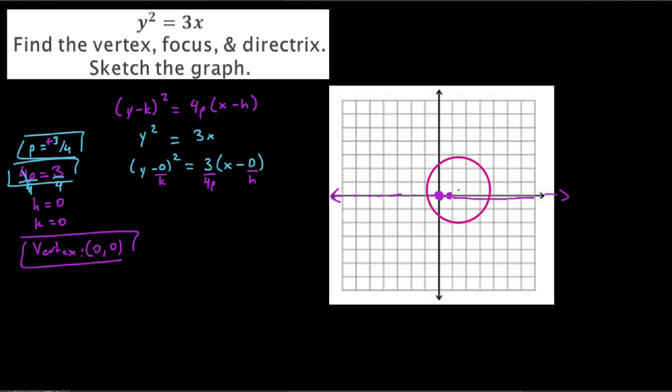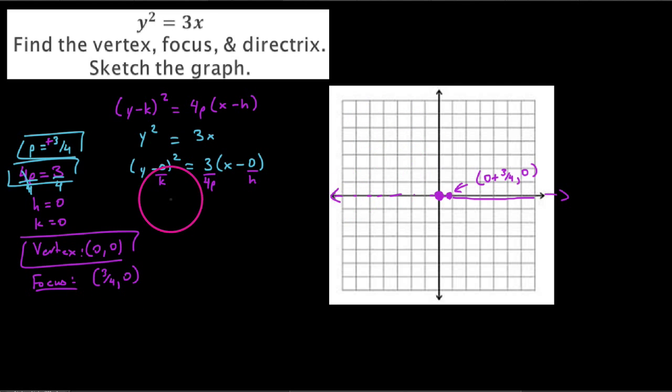We're going to drop in this point right here, and we want to make sure we label this. This point right here must be 0 plus 3/4, comma 0, because we really went 3/4 to the right of where we had started at the vertex here. So we would say that our focus must be at the point 3/4, comma 0.